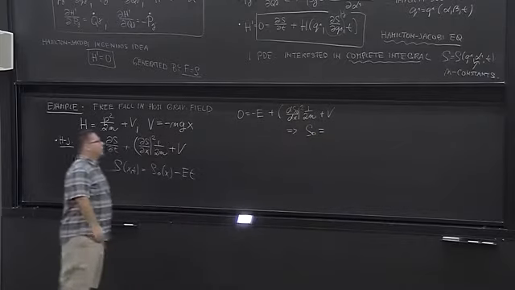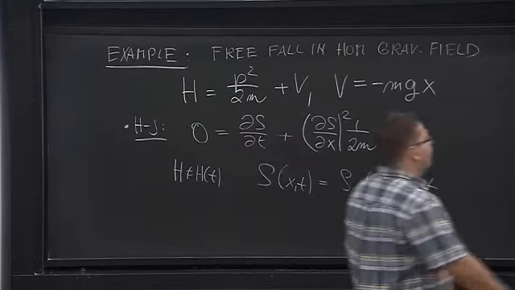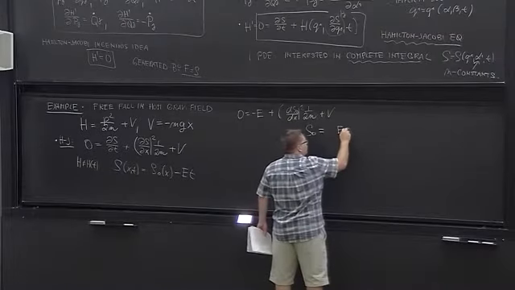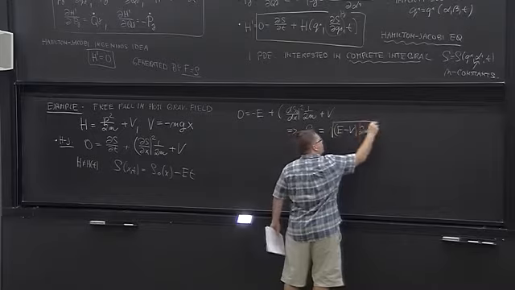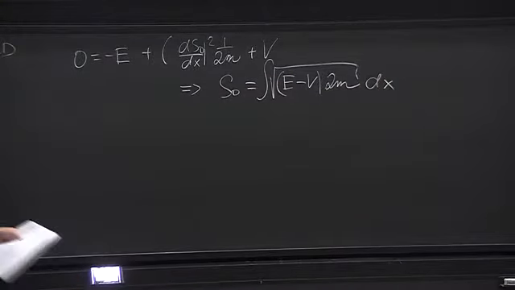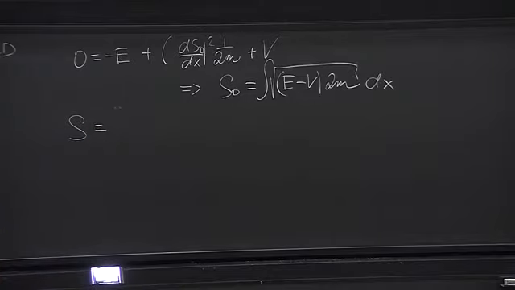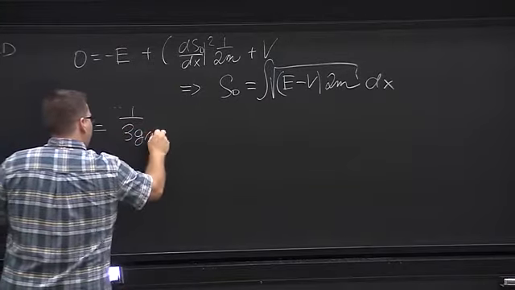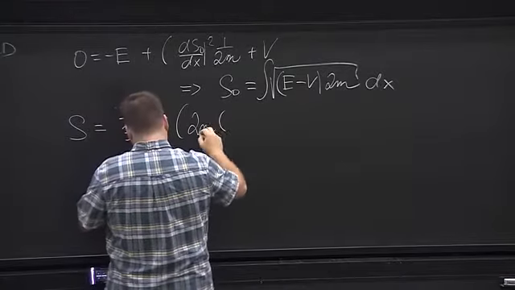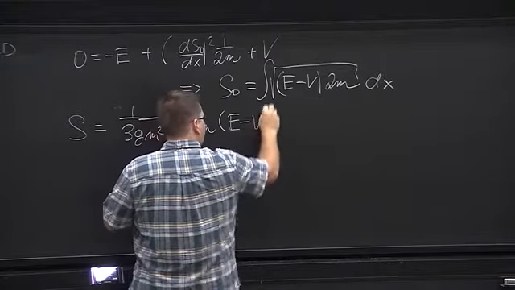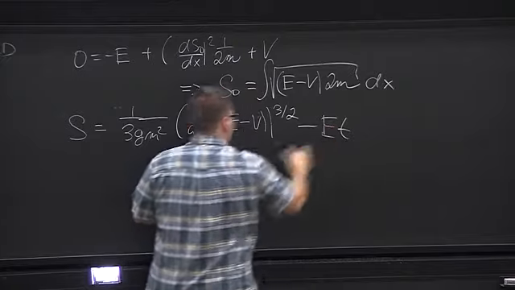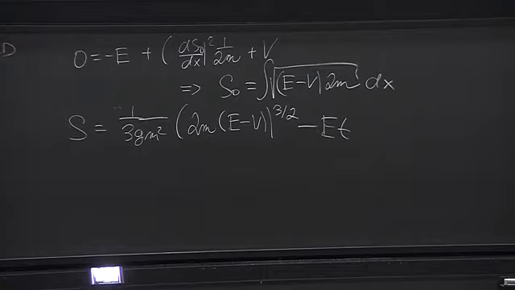S0, missing the 0 there, sorry for that, is just the integral over x of the square root of 2m times (E minus V). And surprisingly, because V is linear in x, you can actually integrate it. And so what you find is that your full function S, after you do the integration by Maple, for example, if you are lazy like I am, is 1 over 3g m squared, times (2m(E minus V)) to the 3/2, and then minus Et. So this is your S0 after you have done the integration, and then minus Et gives me the full S.